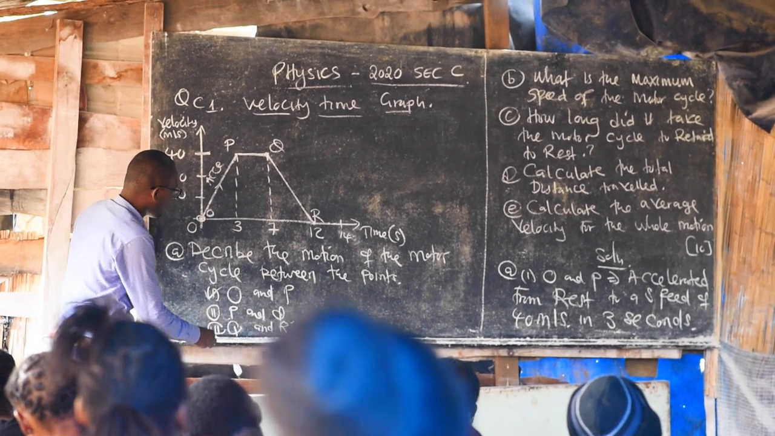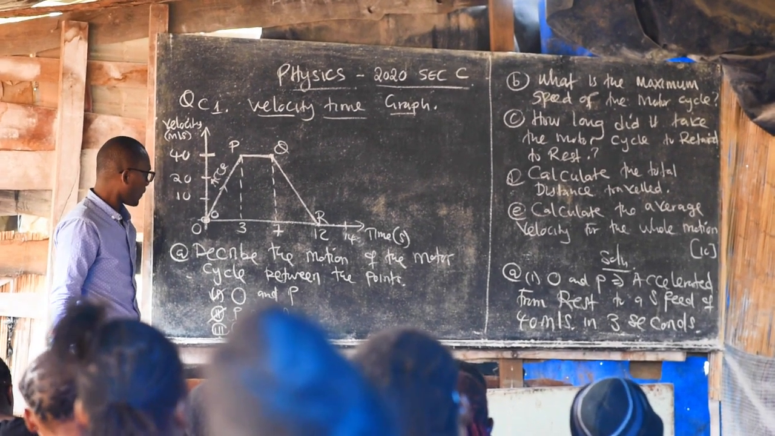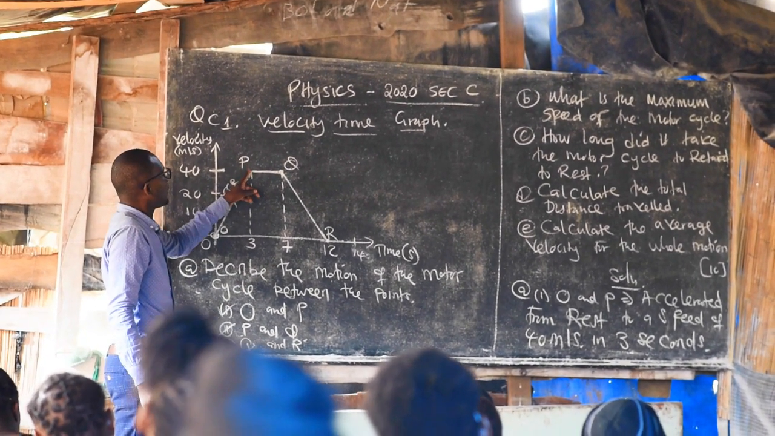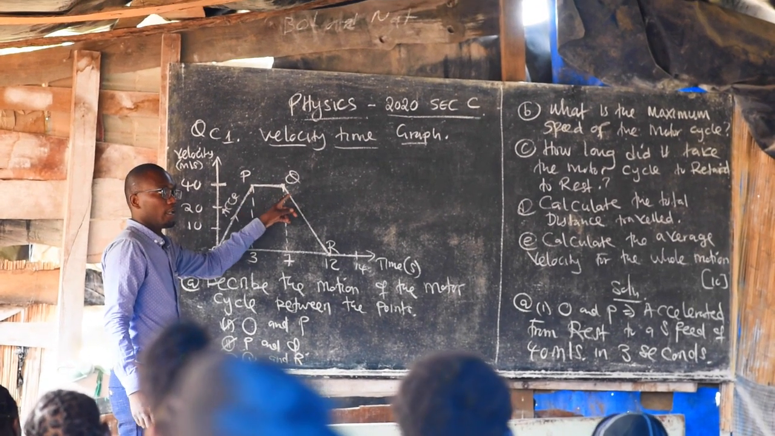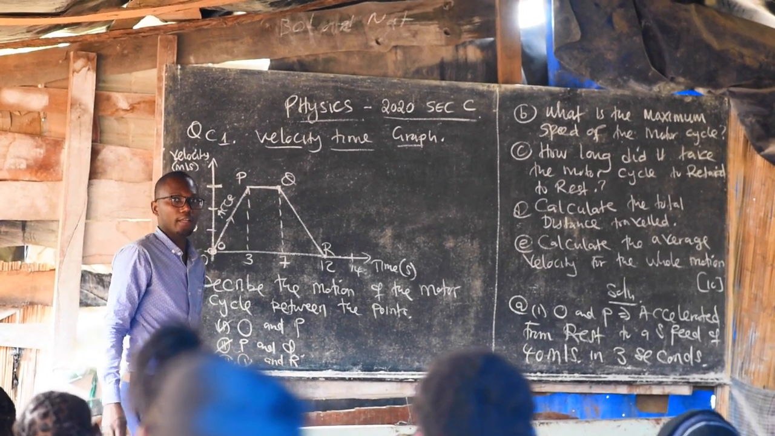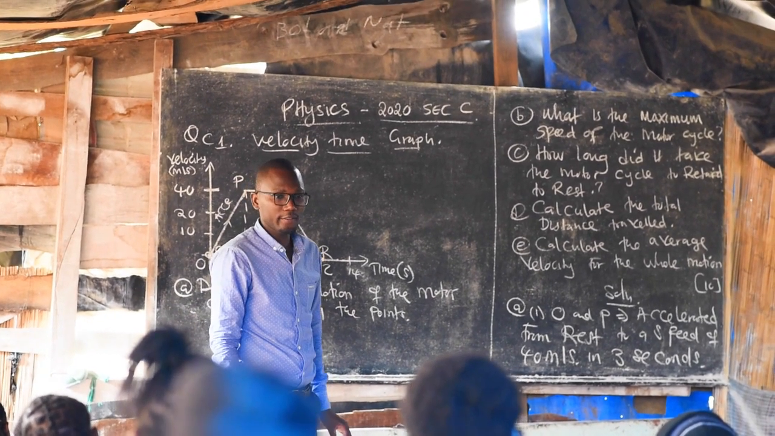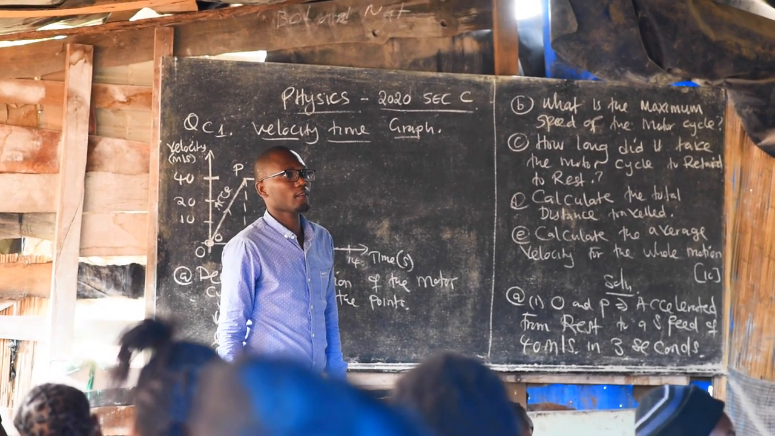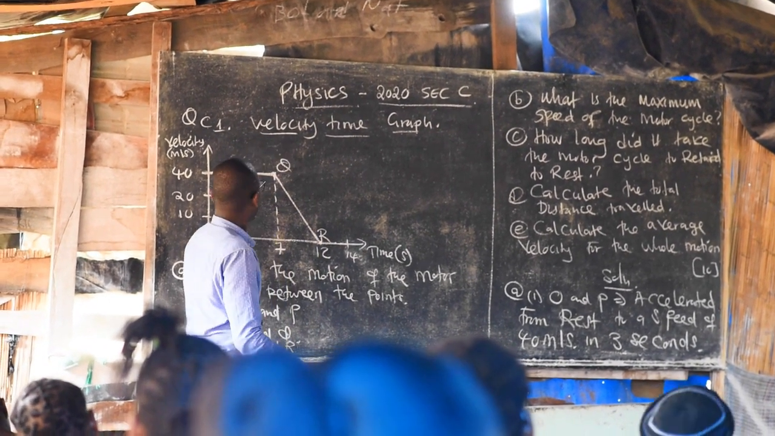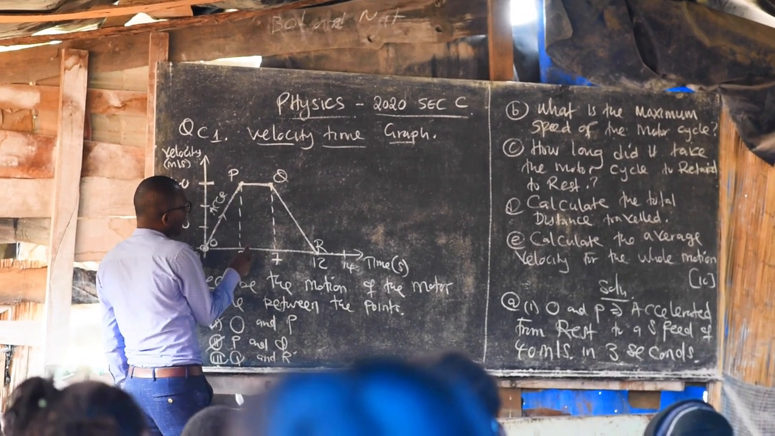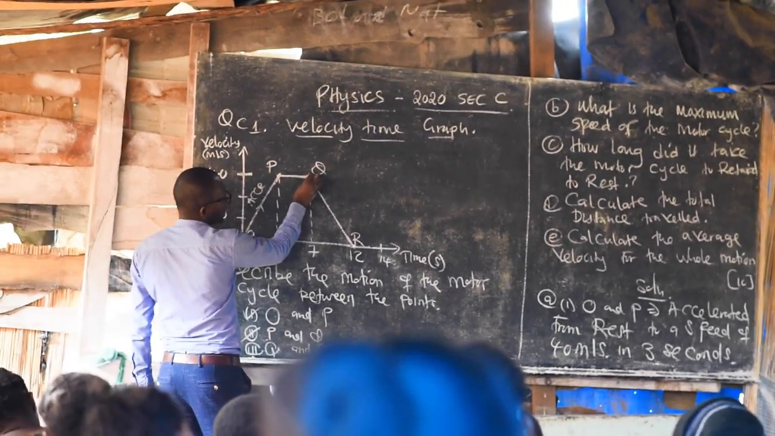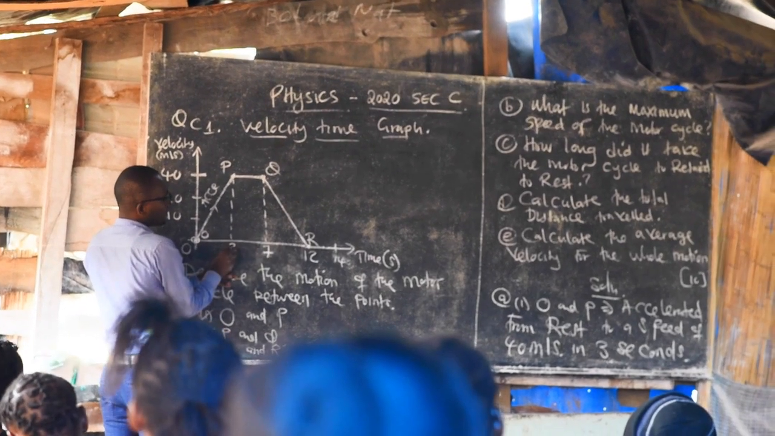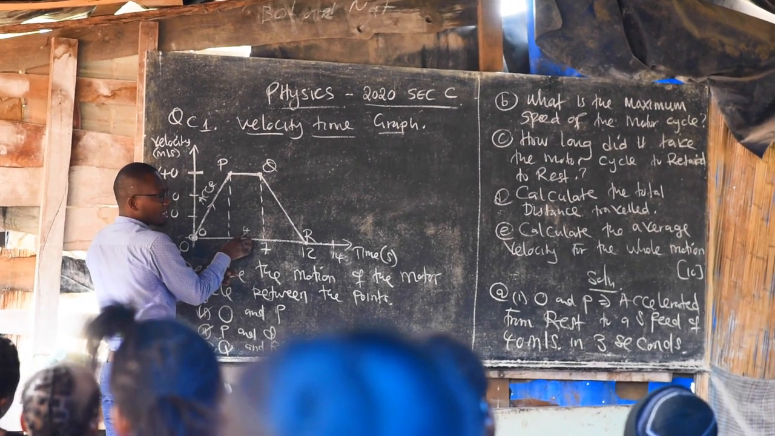Then we advance to question part 2, which is P and Q. Who can help us to describe P and Q? What is the movement here? We are describing the motion there. Anybody? Yes, ma'am? Constant speed. Yes, it moved with a constant speed from this particular point to this point. In how much time? 7 minus 3, 4. So, 4 seconds.